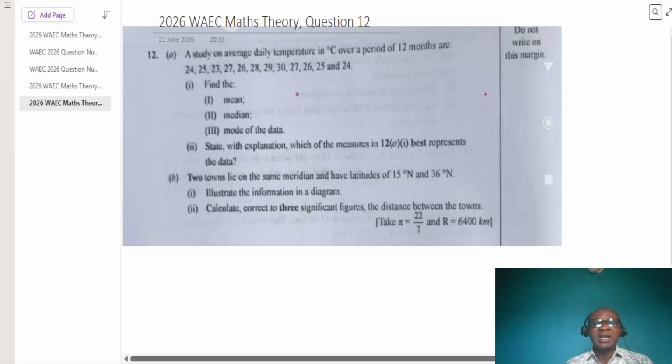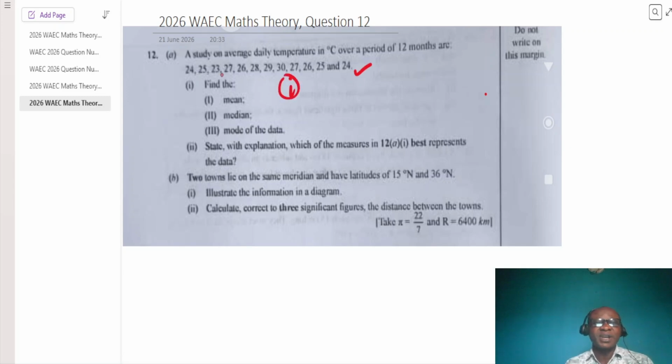So the question has this data given to us. In question I here, I'll start from here. Question I says I should find the mean. For us to find the mean of this information, the mean is given by the formula summation of xi, i starting from 1 to n, all divided by n. The value of n here is equal to 12 numbers.